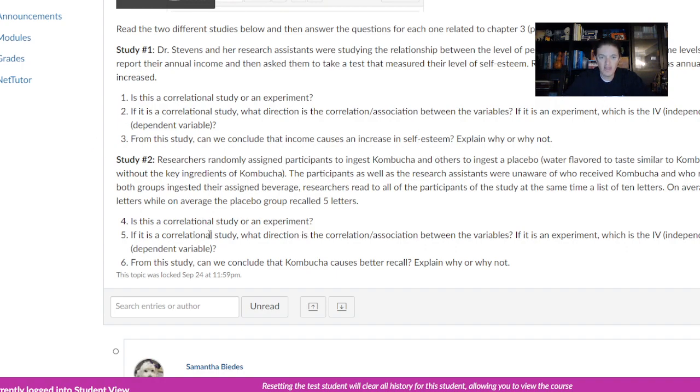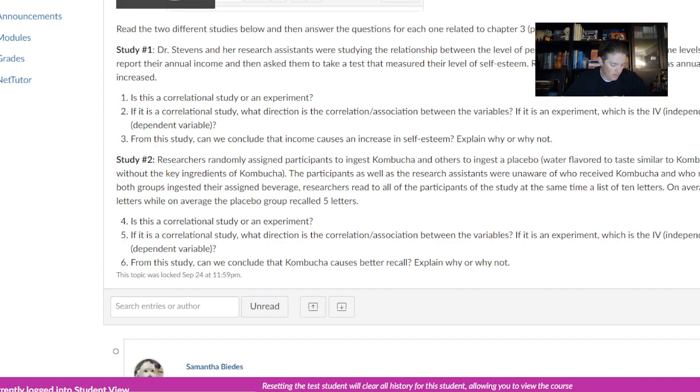So again, this was an experiment. We were looking at the independent and dependent variables. And then, yes, we can conclude that one caused the other because we deliberately manipulated and assigned participants to the different groups. So I just wanted to go over that really quickly. A lot of you did pretty well. But I did see a couple of little things left out here and there. And so I wanted to make sure that I went through it just a little bit.